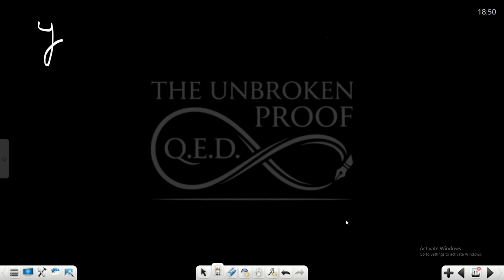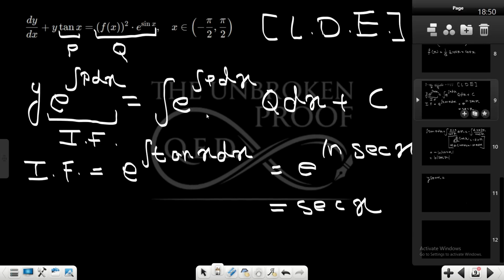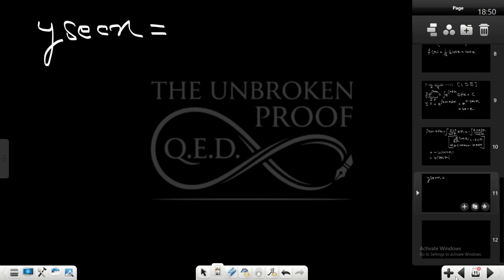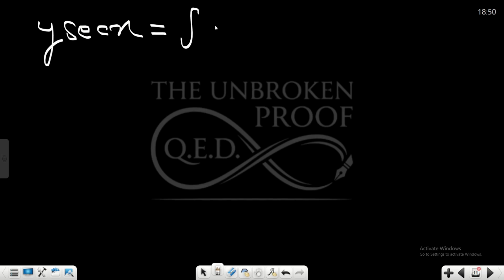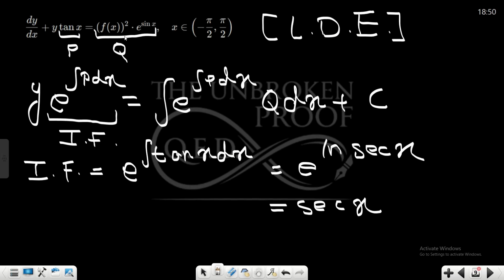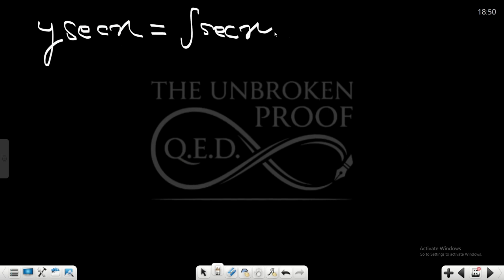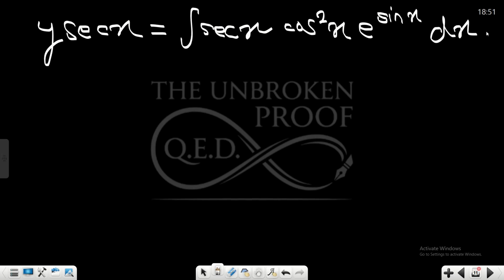So we have y times secant x is equal to the integral of the integrating factor which is secant x, and q which is your f of x square, which is cos square x, cos of x whole square, and finally you will have e power sin x, followed by dx and finally plus c.